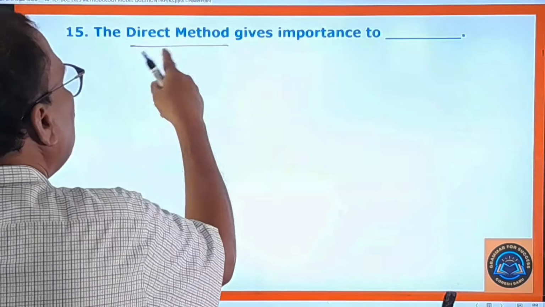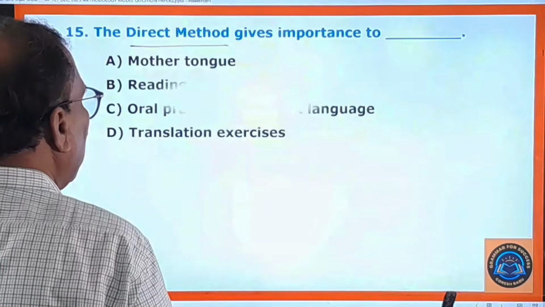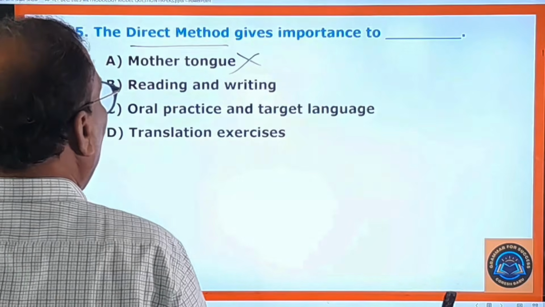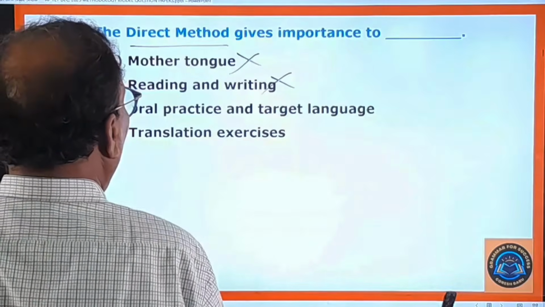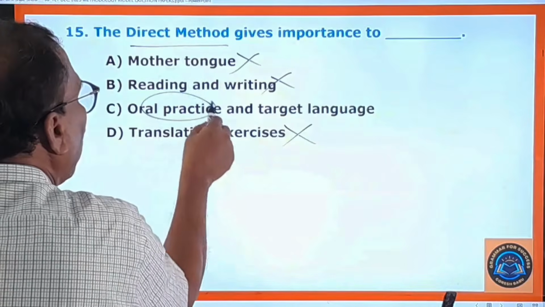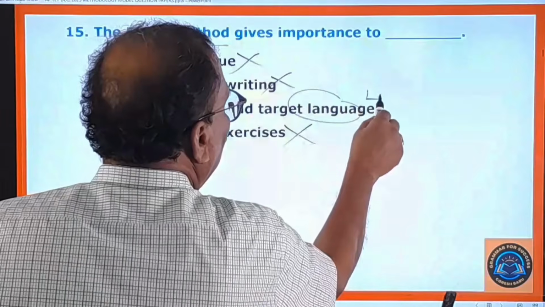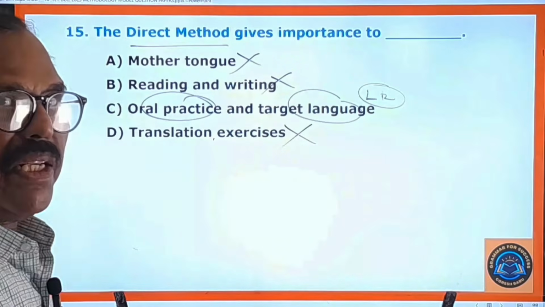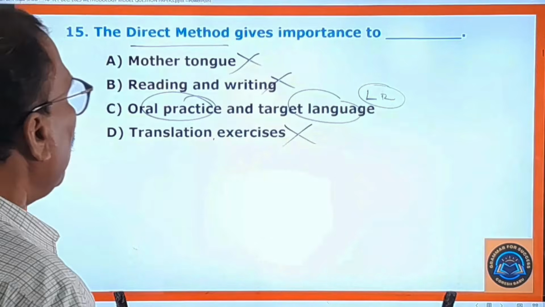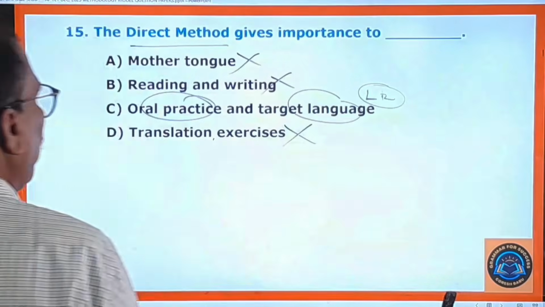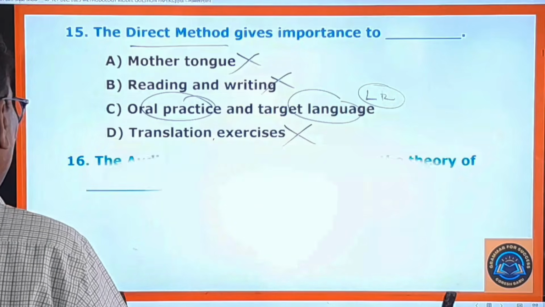And what does it give importance to? Let us see that. Mother tongue? No. Direct method doesn't give importance to mother tongue. Reading and writing? No. And translation exercises, no. But it gives importance to oral practice and target language, that is L2. L2 is our target language. Learning English is our target language. So it gives importance to oral practice and target language. Okay, right. And go to the 16th question.